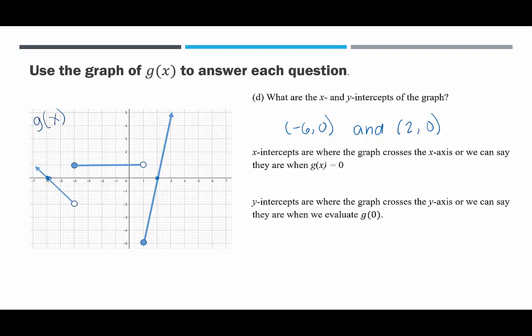The y-intercepts are where the graph crosses the y-axis, or we would evaluate, if we were given the equation, g of 0. So plugging in 0 anywhere we see an x. A function can have at most one y-intercept. And that y-intercept, so where are we crossing the y-axis? Right here at +1. So the y-intercept is at 0, 1.